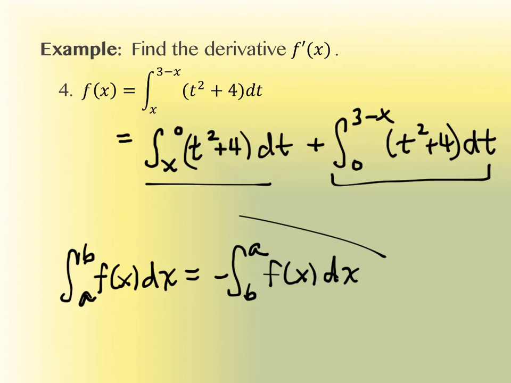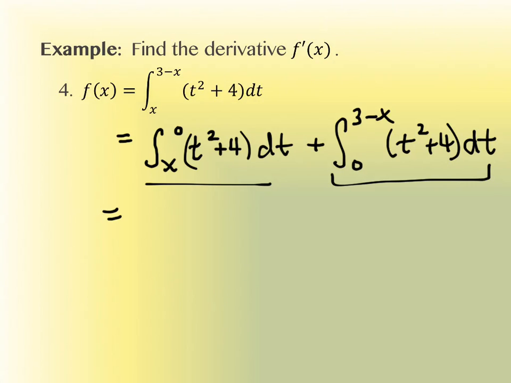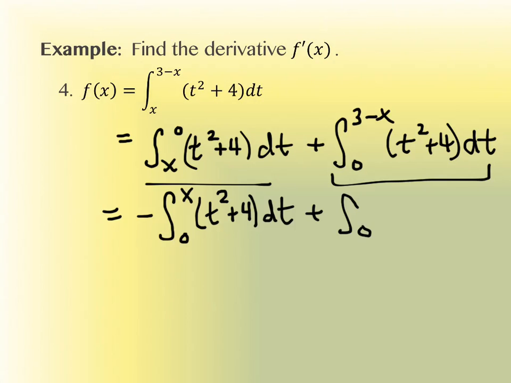So the reason that that's helpful on this one is because I can take this then and I can write a negative out in front. It will go from 0 to x of t squared plus 4 dt. And then I've got one going from 0 to 3 minus x of t squared plus 4 dt. It's a lot of work in the setup. So you first have to split it into two intervals, and then you have to flip or invert the limits of integration on the first one. But now it's actually in the form that we want.